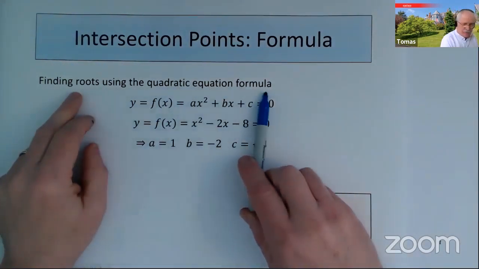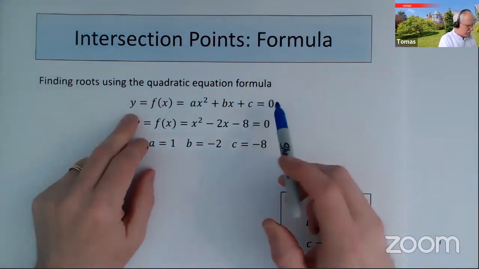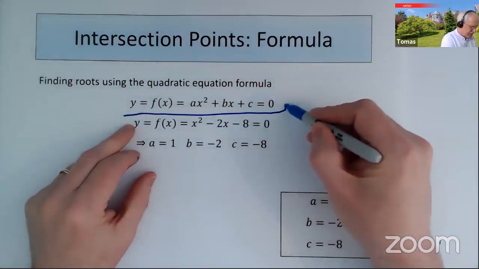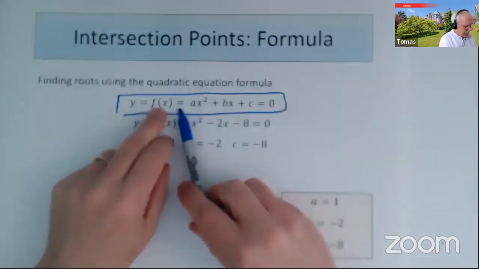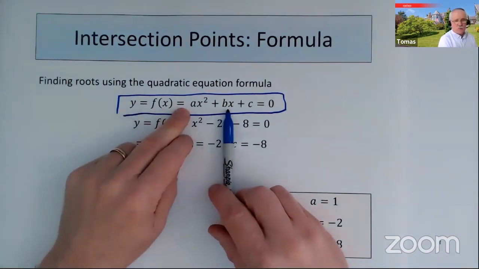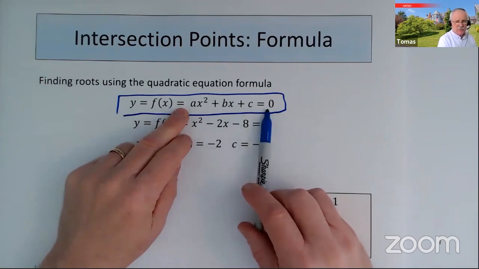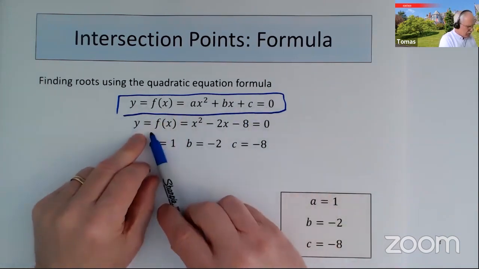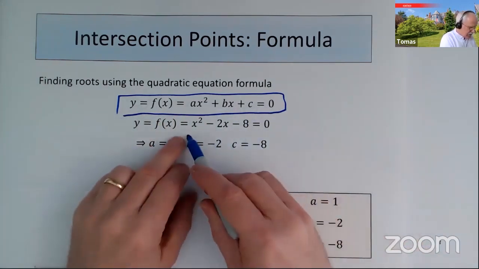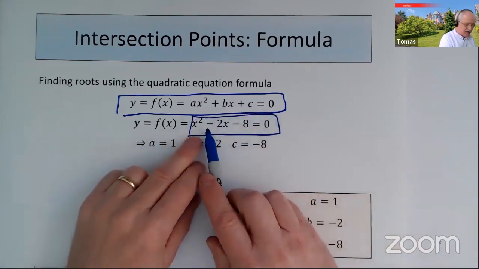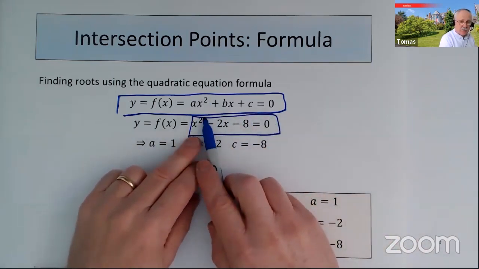So finding roots using the quadratic equation formula can be used. Now, we would have done this for the Junior Certificate. Here we've got y equals ax squared plus bx plus c. Remember, this is in the tables. You don't have to learn it off by heart. But on this occasion, we're dealing with x squared minus 2x minus 8, not ax squared.